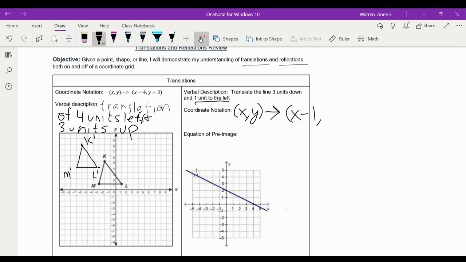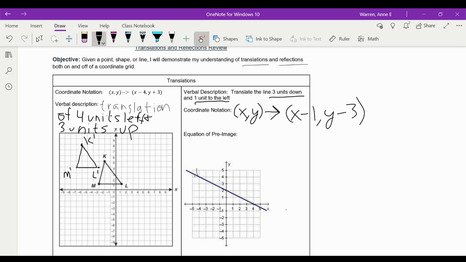Okay. And then when it comes to the y, that's going to tell us about our translation up or down. So since we've translated 3 units down, my y is decreasing by 3. So I'm going to write in y minus 3. And my coordinate notation becomes (x, y) goes to (x minus 1, y minus 3).